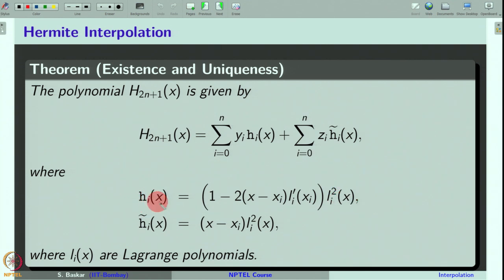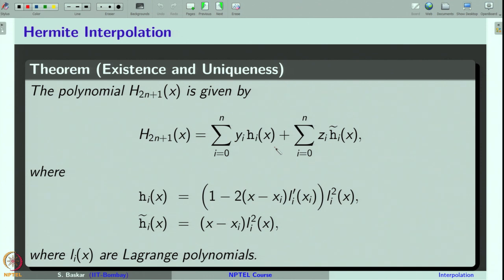Now, Hi's are defined in terms of the square of Lagrange polynomials, and also it involves the first order derivative of the Lagrange polynomial. And you can see that the first term is written as the linear combination of Hi's involving the function values yi's. The second term is written as the linear combination of Hi tilde, and also it involves the value of f dash at the nodes denoted by zi's. Here, Hi tilde of x is given by this formula. Again, you can observe that the square of Lagrange polynomial is involved in the definition of Hi tilde also. Well, in this way, the Hermite interpolation is written in terms of Lagrange polynomials.